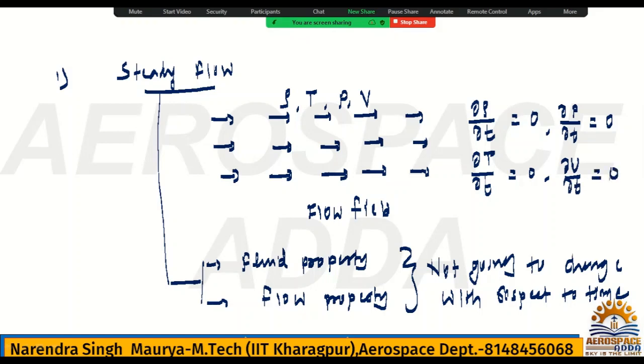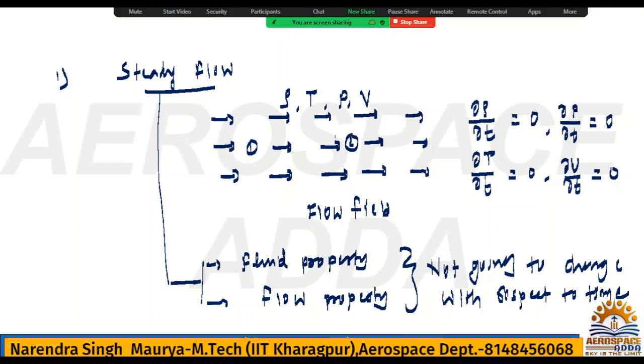This type of flow is called steady flow, which means it is constant. It is not going to change with respect to time. Suppose it is at point 1 and it is at point 2. From point 1 to 2, it will take time: 2 seconds, 3 seconds, 4 seconds. Fluid particles will take time from point 1 to point 2. Yes or no? So time is changing after 2 seconds.